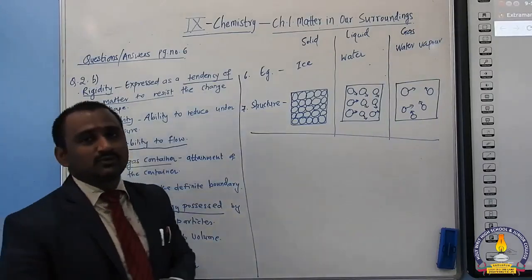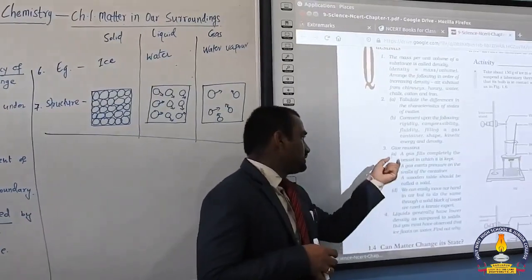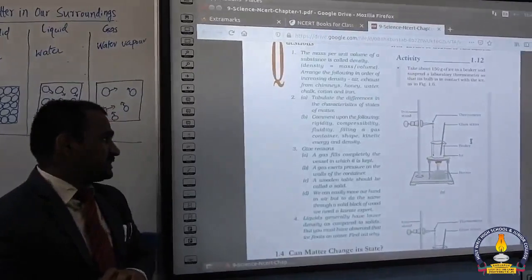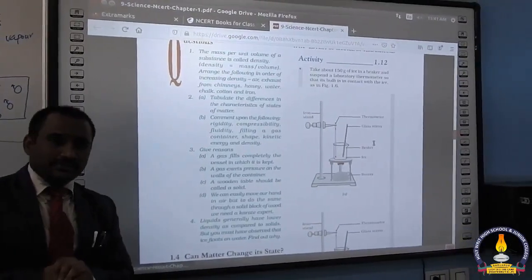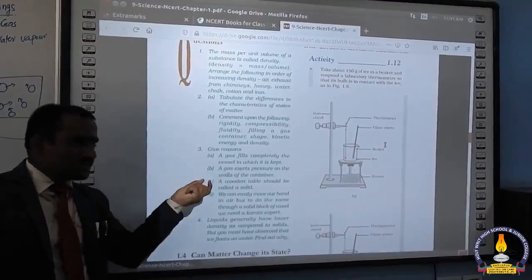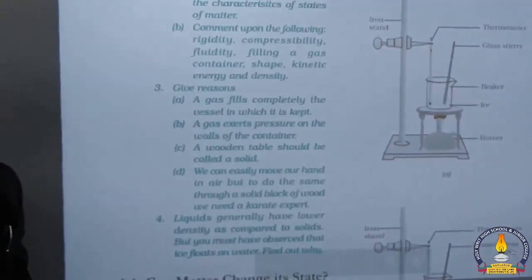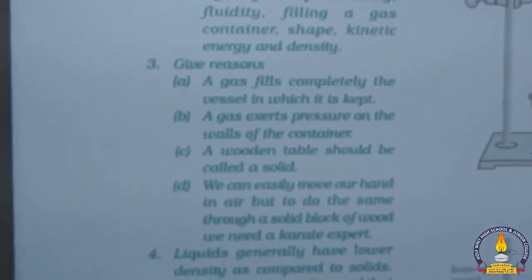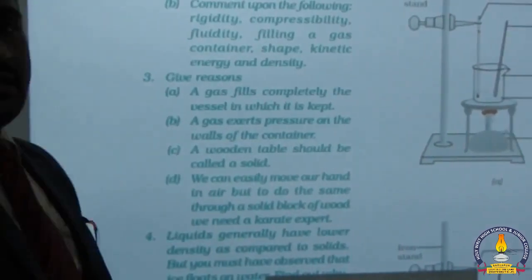Now we will come to the next question, that is question number 3. We have to give some reasons for the following sentences. The first sentence is a gas fills completely the vessel in which it is kept, and we have to give the reasons for these statements depending on the properties and characteristics of particles of matter. Now the first thing is gas fills completely the vessel in which it is kept.